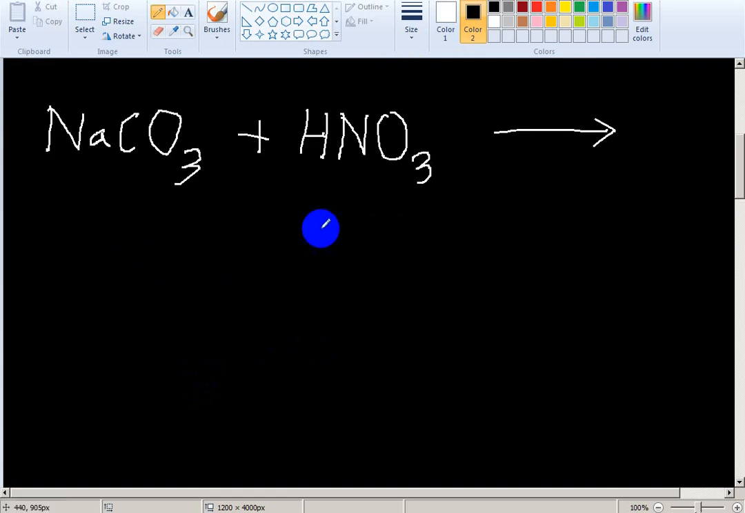When metal carbonate reacts with acid, it forms... Three products. What are the names of these three products? Name these three products. Common names, don't say specific names. When acid reacts with metal carbonate, three products are formed. What are these three products?